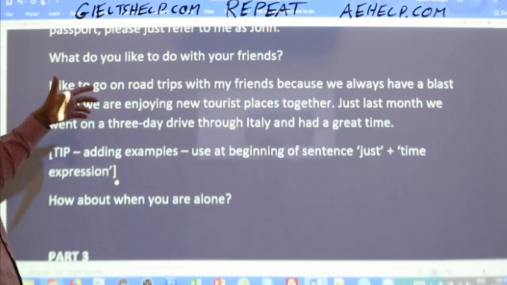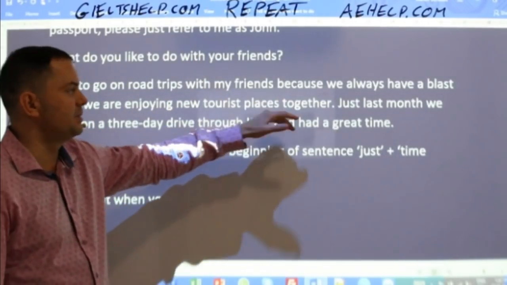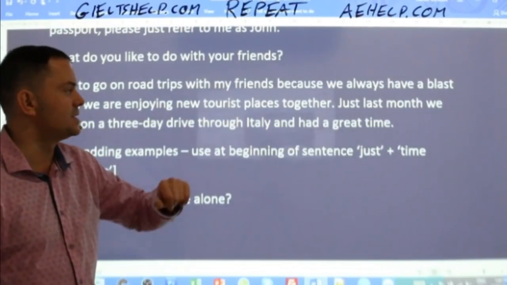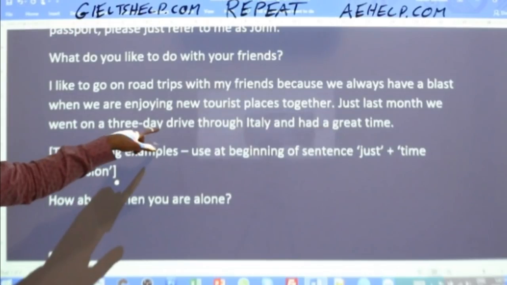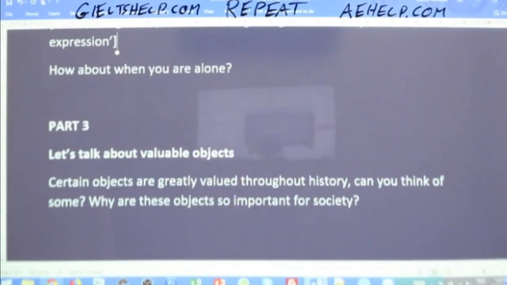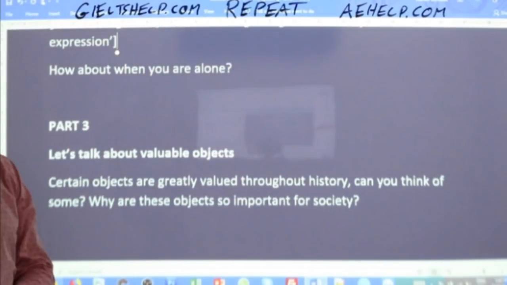Repeat after me. I like to go on road trips with my friends because we always have a blast when we are enjoying new tourist places together. Just last month, we went on a 3-day drive through Italy, had a great time. How about when you are alone? So it means, what do you like to do when you are alone?